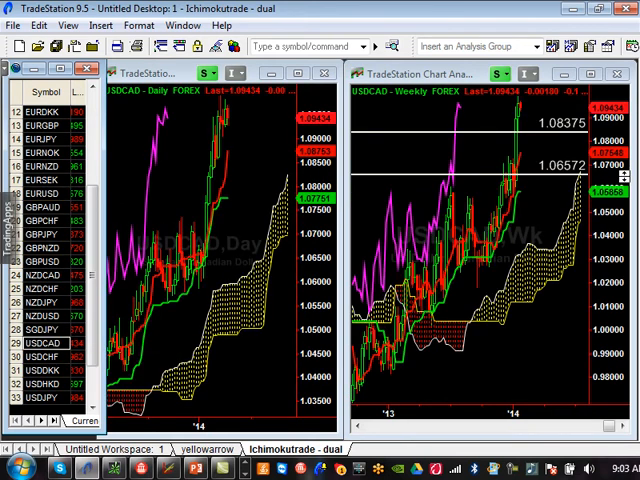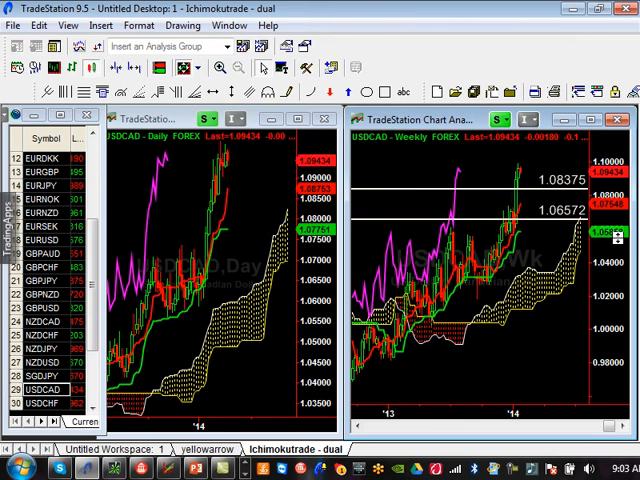US CAD is going up. It looks like it's trying to get to the nice even number of 1.1000, which a lot of people don't like at all, but hey, that's reality. So minor support on this one's going to be 875. Resistance is going to be that 1000 level.